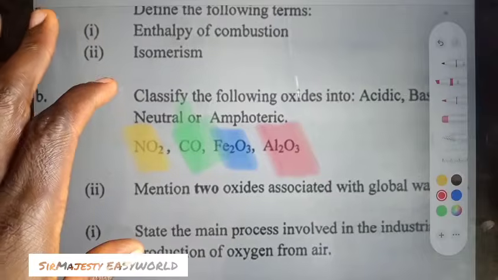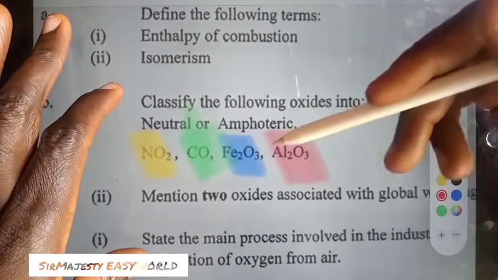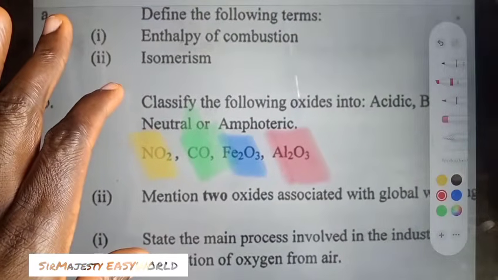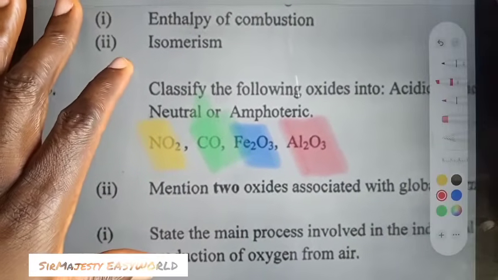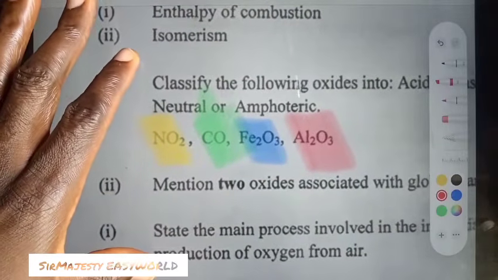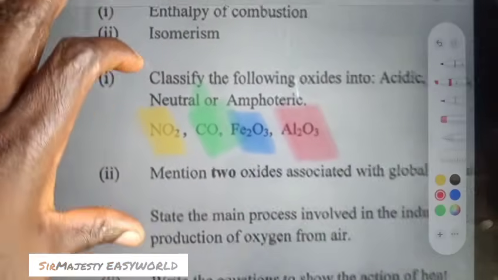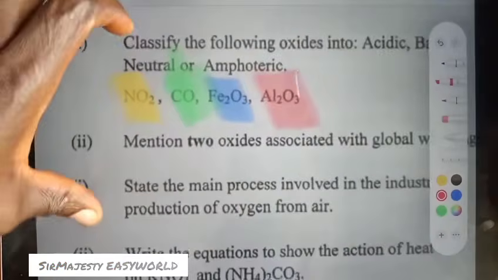So they behave as both acids and bases, but iron(III) oxide behaves as a base in the presence of acids to form salt and water. Then carbon(II) oxide of course is a neutral oxide. It has no action on litmus paper. Then nitrogen(IV) oxide is an acid anhydride, and that makes it an acidic oxide.